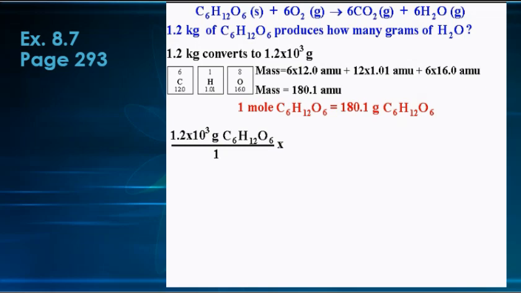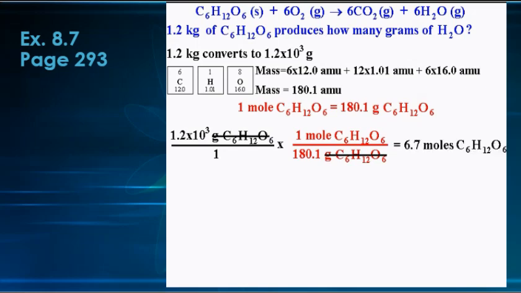So we take the number we know, 1.2 times 10 to the third grams of C6H12O6, we put it over 1, and we multiply by the conversion relationship with grams of C6H12O6 on the bottom so that they cancel. When we multiply through, we get 6.7 moles of C6H12O6. That's the number of moles of C6H12O6 that are being burned.